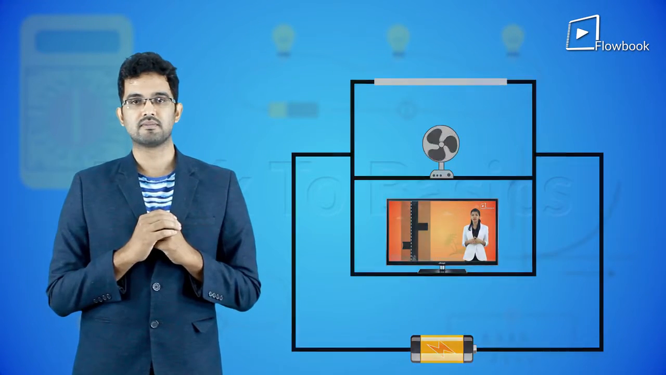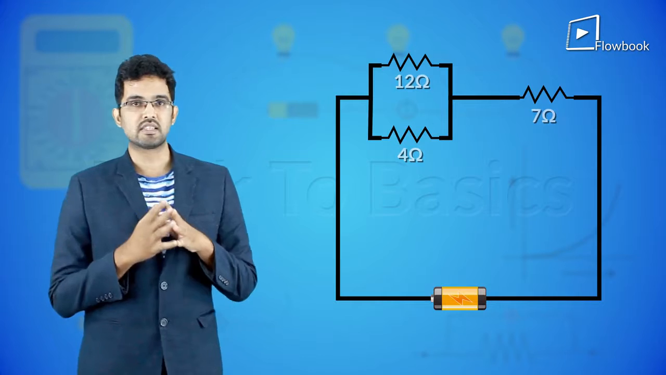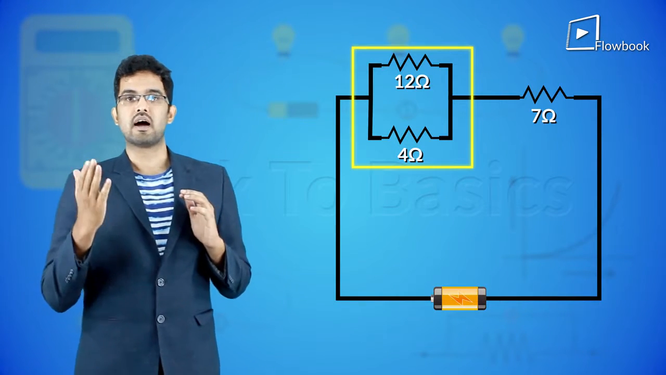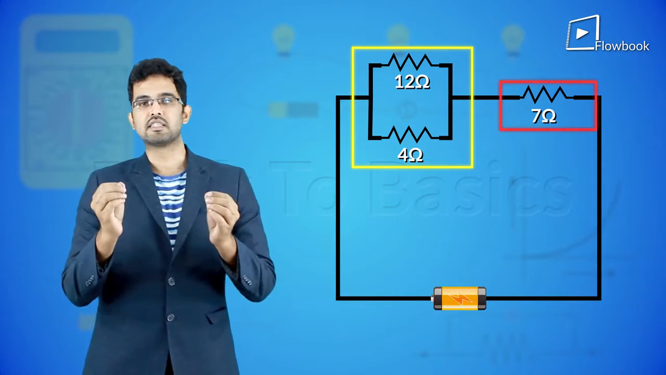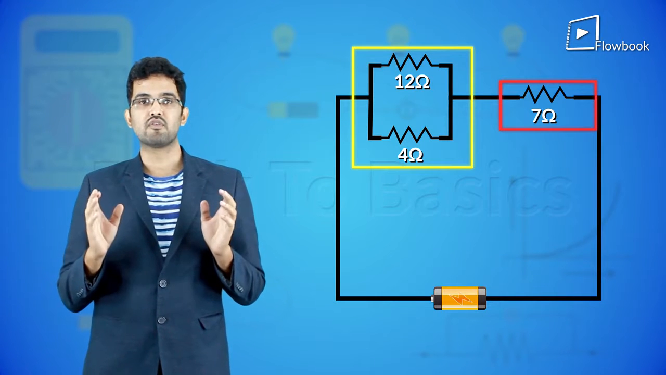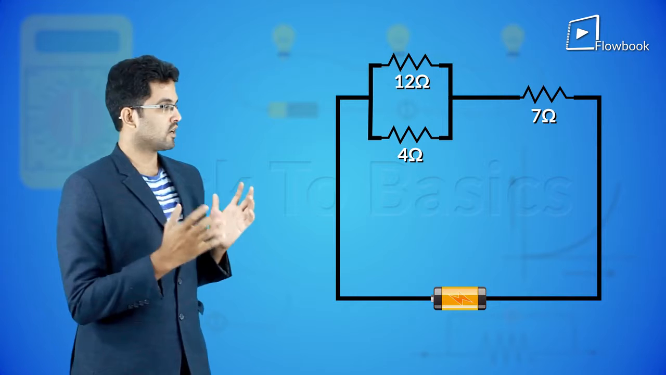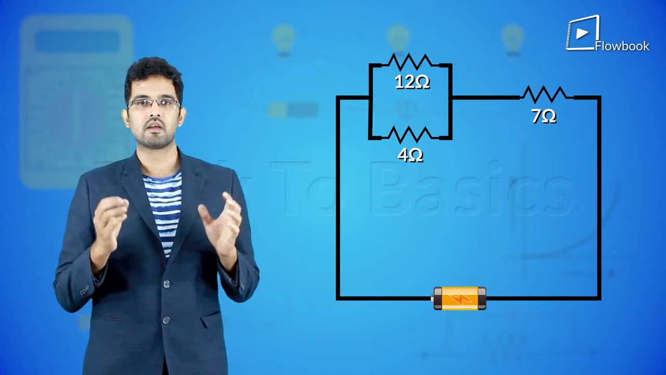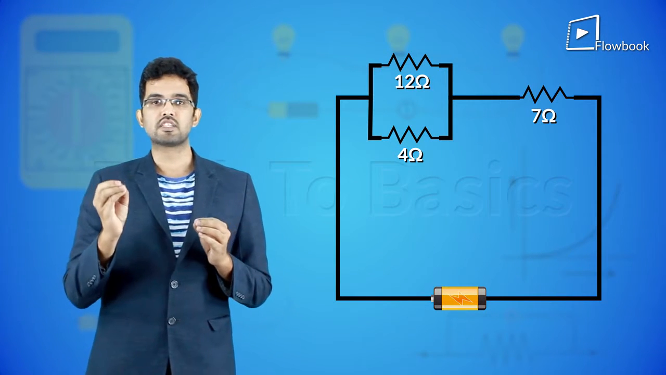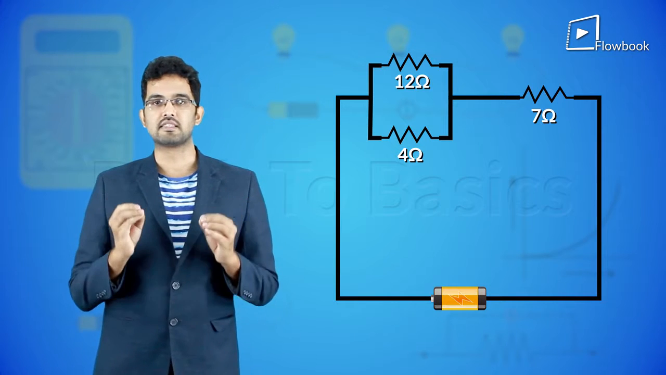Let us now look at a very interesting problem which consists of both series and parallel resistors. As you can see, 4 ohms and the 12 ohms are connected in parallel with a 7 ohm resistor in series. If we are to find an equivalent resistance for this entire circuit, we will need to look at each part of the circuit separately. It is best advised to first find the equivalent resistance of all the parallel resistances.